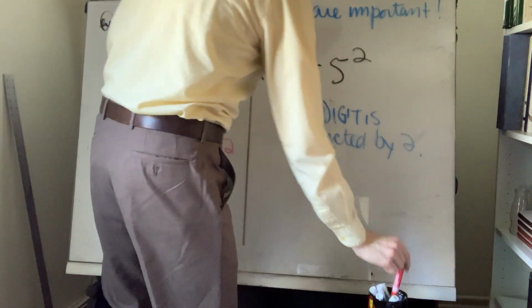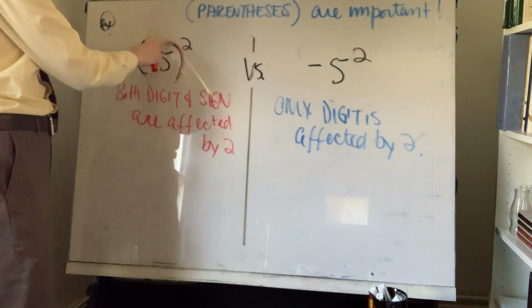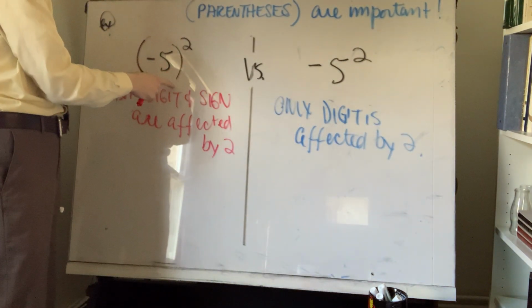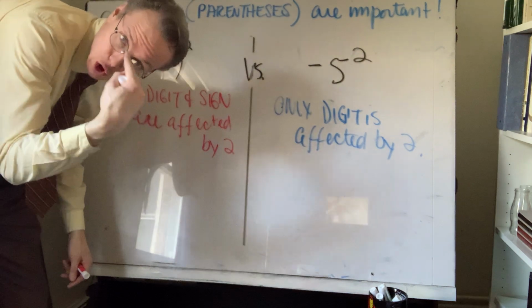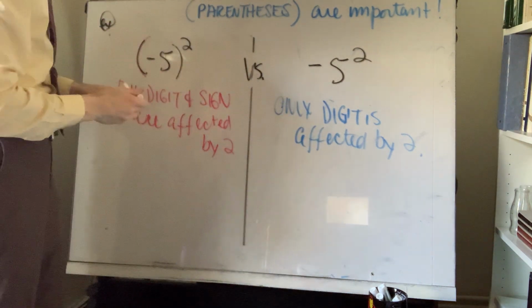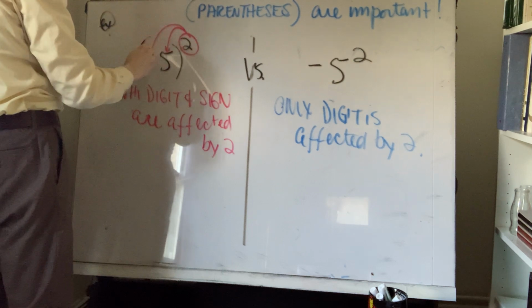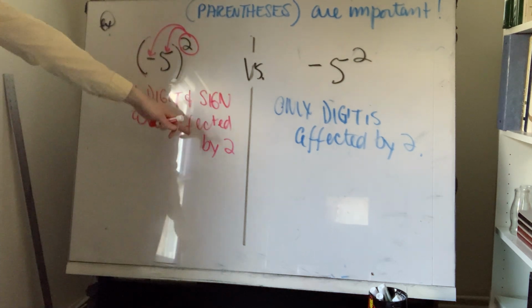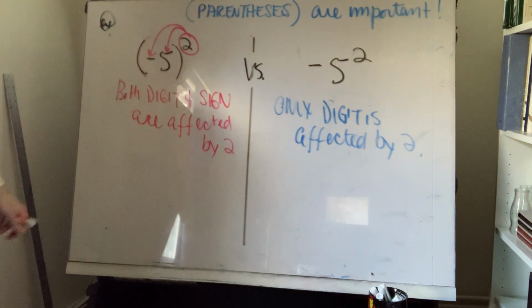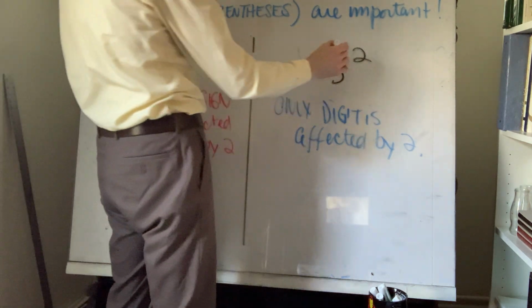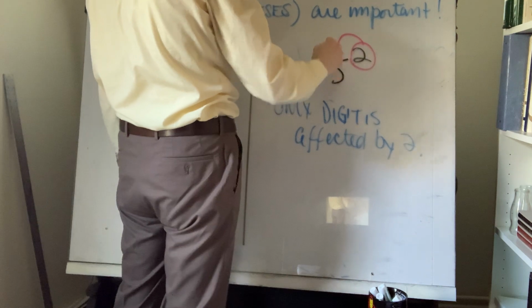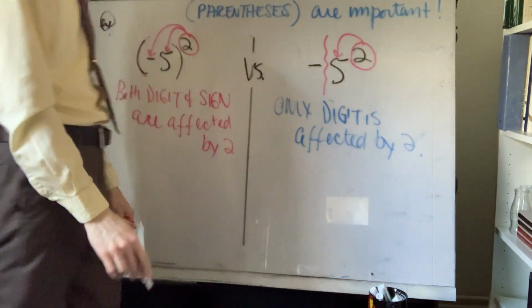So what I do a lot of times is draw little arrows to sort of give myself visual cues as to what I have to do. This 2 is affecting both this and this. That's what this is saying verbally. This is a little bit more nonverbal. In a situation like this, it's just the 5 that's being affected.